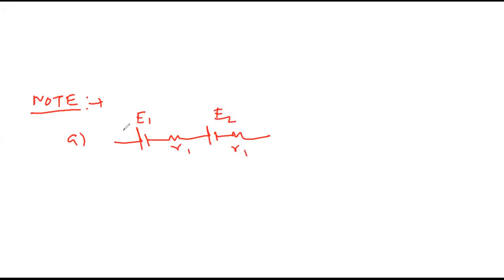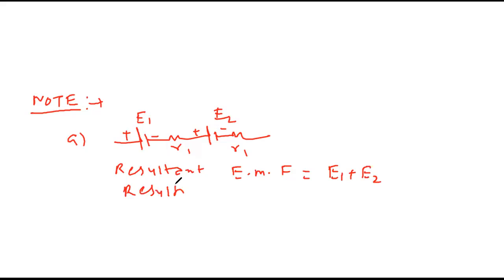Tell me what is resultant EMF? E1 plus E2. And resultant resistance? R1 plus R2. Very good. So in the diagram, R2 should be written there. No, R1 plus R2, in the diagram.